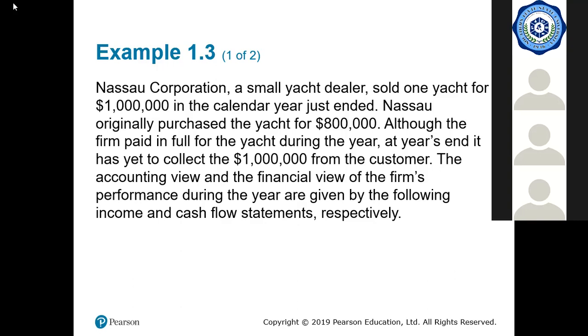Nassau Corporation, a small yacht dealer, sold one yacht for 1 million in the calendar year just ended. Nassau originally purchased that vessel for 800,000. Although the firm paid in full for the yacht during the year, at year's end it has yet to collect the 1 million from the customer. The accounting view and the financial view of the firm's performance during the year are given by the following income and cash flow statements, respectively.